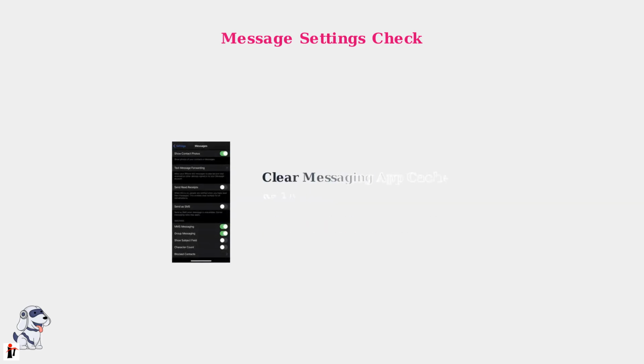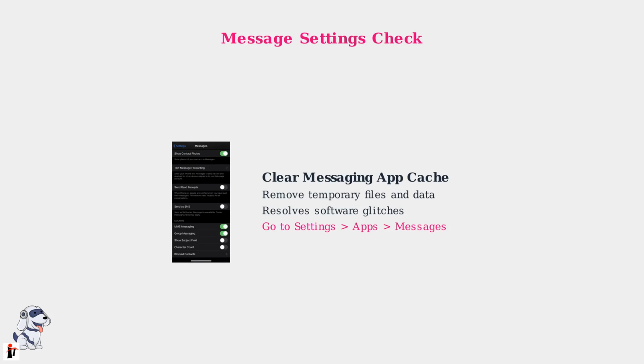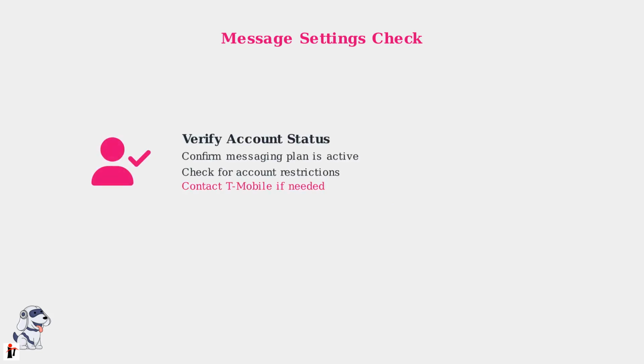Clear your messaging app's cache and data to resolve potential software glitches. This removes temporary files that might be causing conflicts with message sending. Finally, confirm that your messaging plan is active and there are no restrictions on your account. Sometimes account issues can prevent message sending even when everything else appears normal.